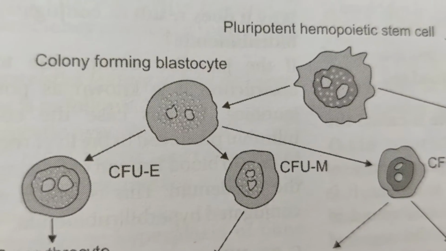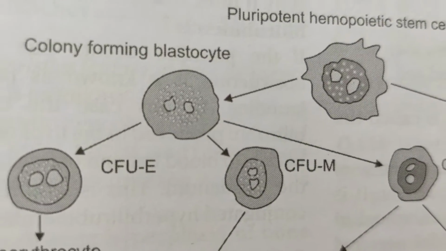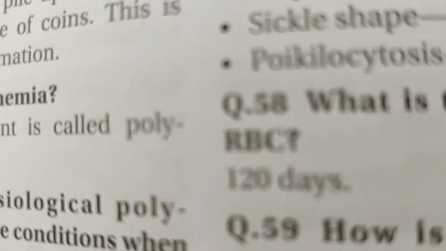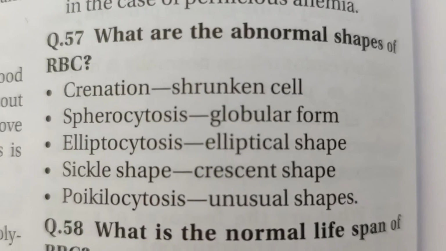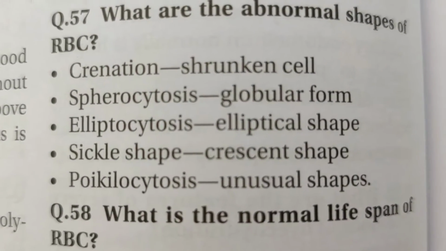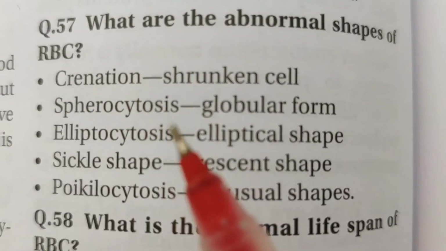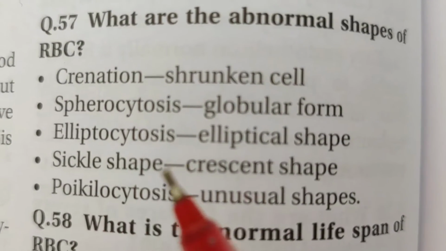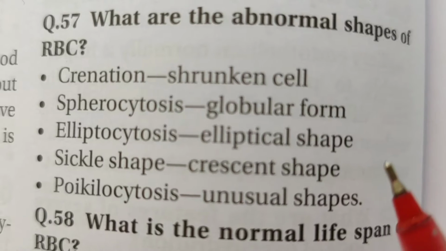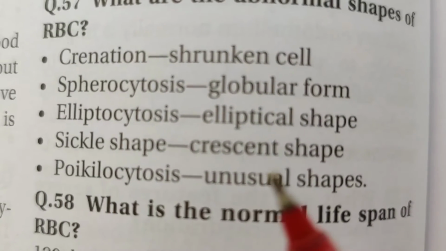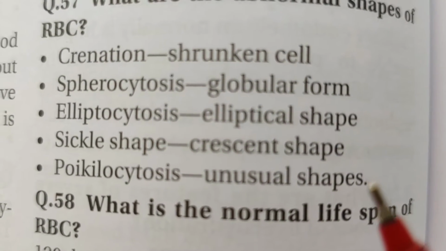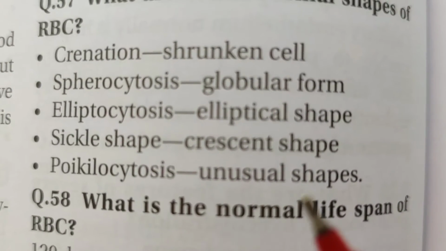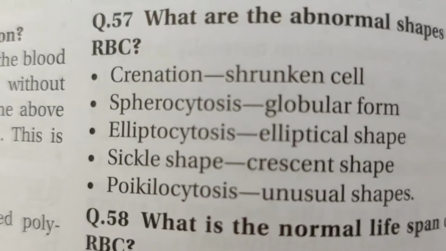What are the abnormal shapes of RBC? The one is crenation. You can see over here. Crenation means shrunken RBCs. Then spherocytosis means globular form of RBCs. Elliptocytosis means elliptical shape of RBCs. Sickle shape, which is crescent shaped, or sickle cell in case of sickle cell anemia. Poikilocytosis means unusual shapes of RBCs.